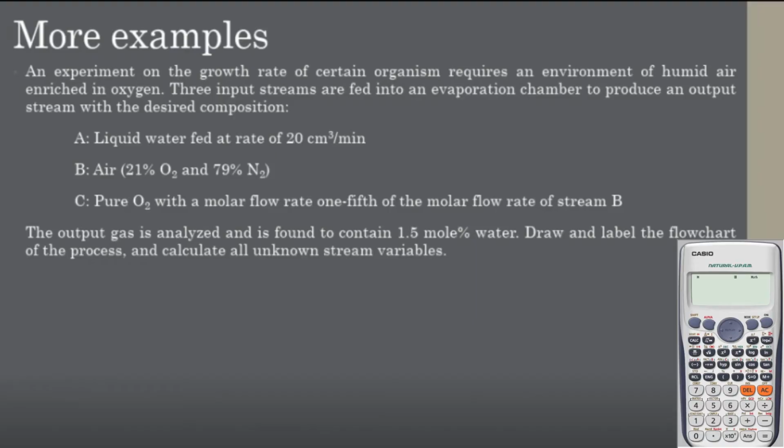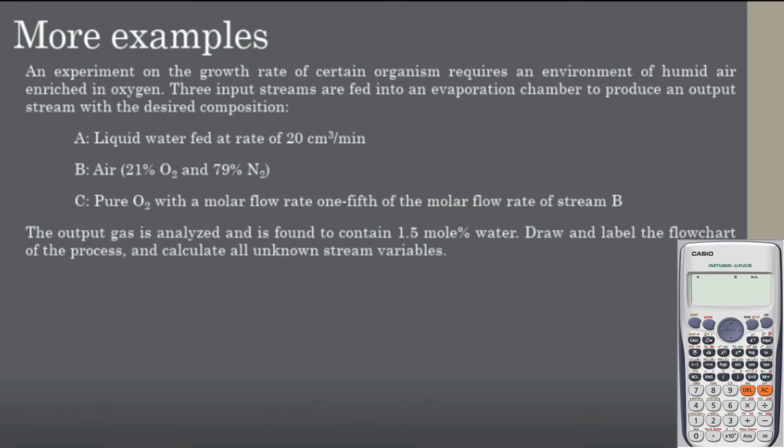So let us apply our material balance steps on this problem. First step is to identify what is the process. The process is essentially mixing, but it was specified that our unit in this case is an evaporation chamber. It just so happens that one of our streams is liquid water and we want to convert liquid water to water vapor because that is the specification of the problem. So the process is mixing with a little bit extra, and that is including the evaporation. Our process unit is an evaporation chamber.